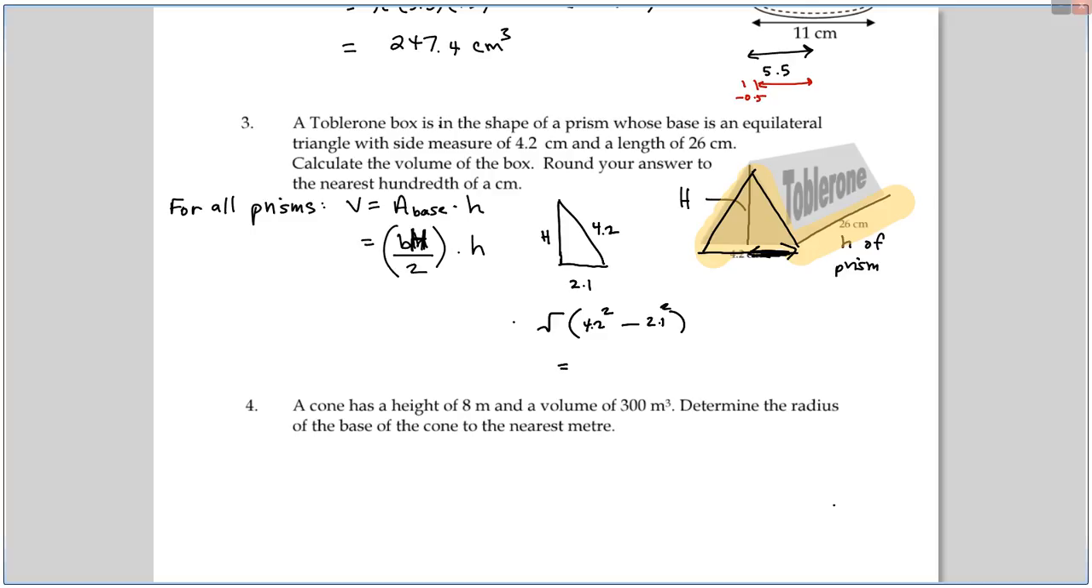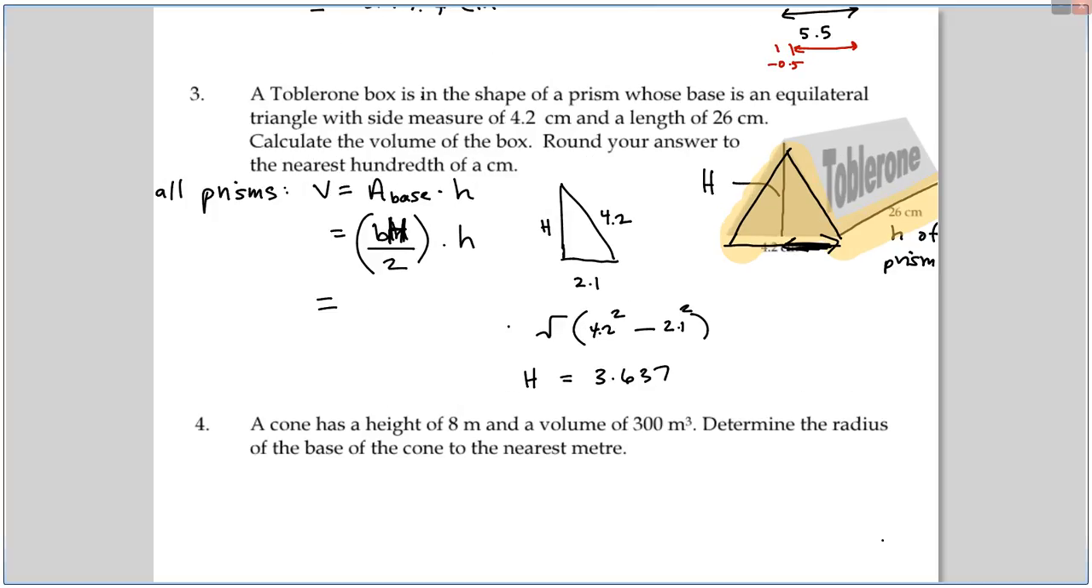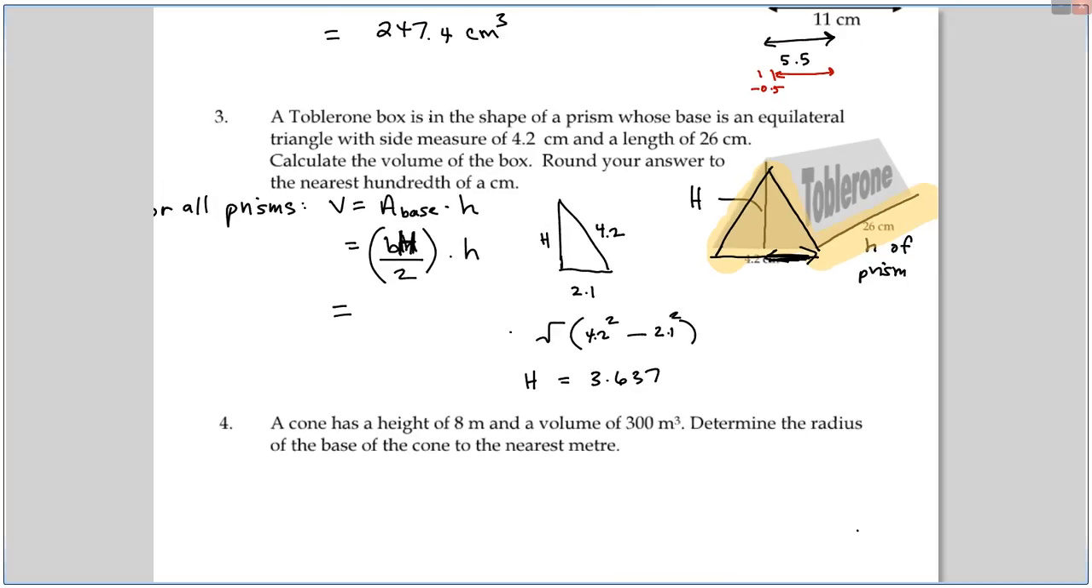Okay, so I got 3.637. So I've solved for capital H. Now I can use that in my volume formula. So base times height divided by 2, that'll be 4.2 times 3.637 all over 2 times the height of the prism, which is 26.